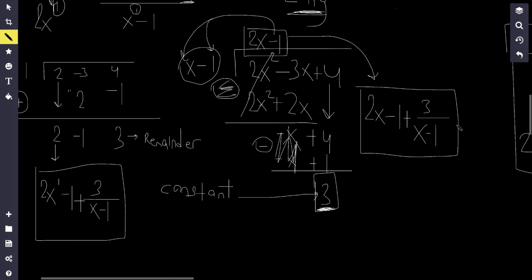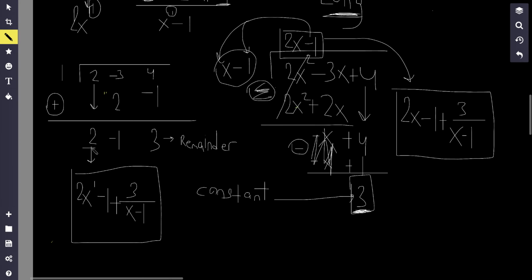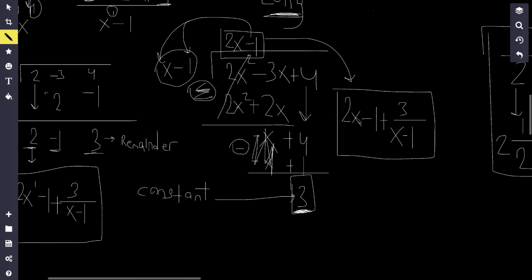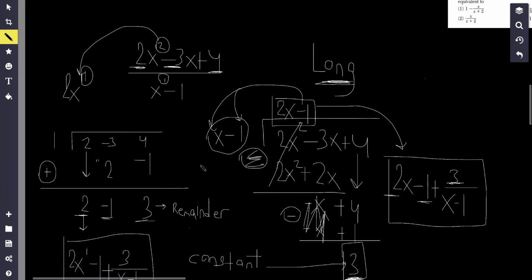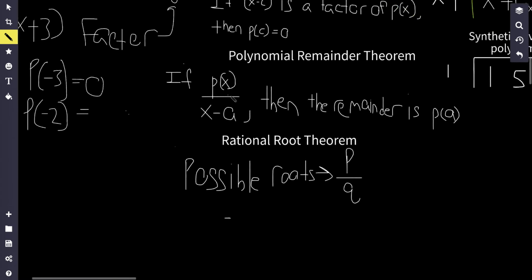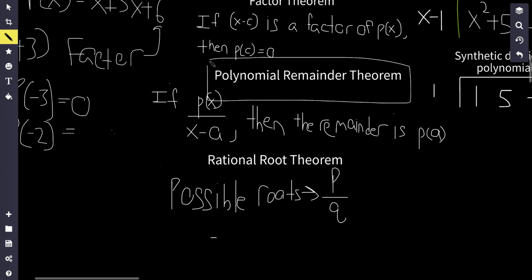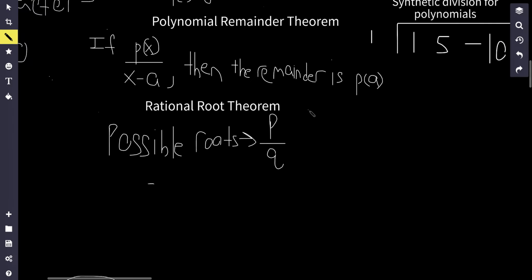Notice how it's the exact same as what we got for long division. This 2, -1, 3 basically represents the digits here, in order, in standard form, okay? Now, the polynomial remainder theorem is important because it's kind of like a shortcut way of getting the remainder.